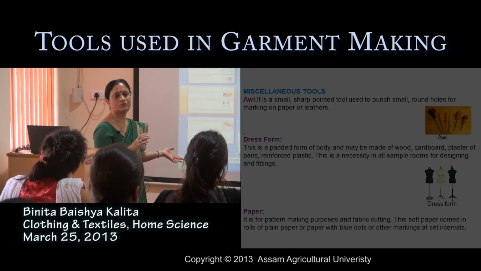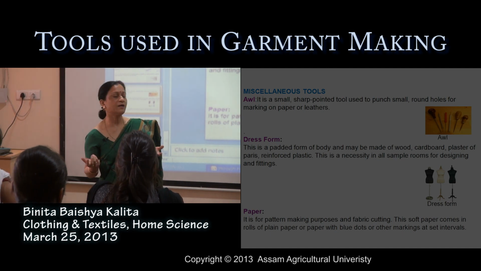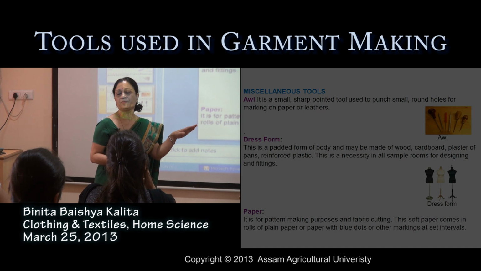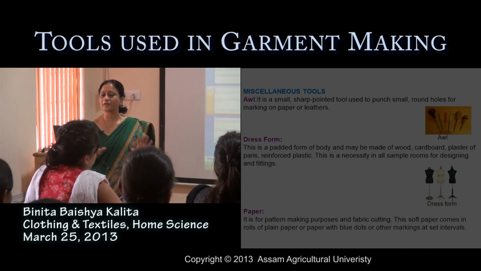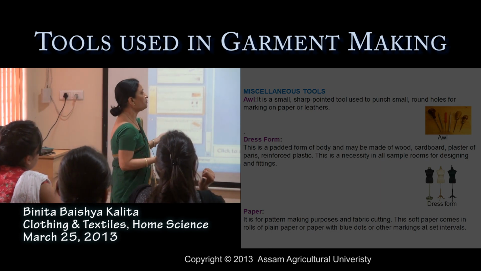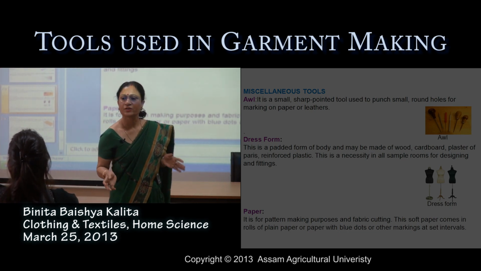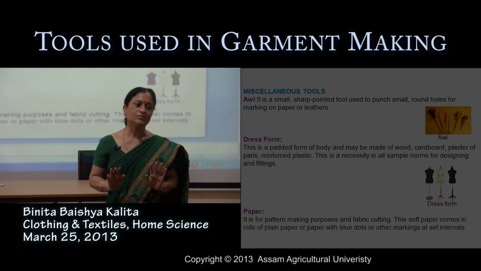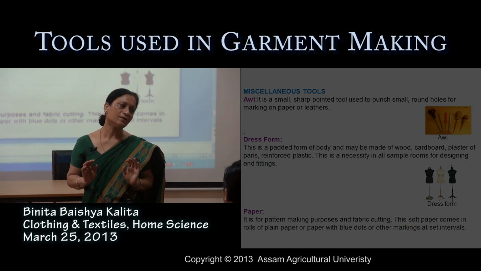Then the dress form. Not only in garment construction, in some tailoring units they have a dress form where you can drape your material and make the design also. Then the paper, which all of you know; to make the paper pattern or drafting you need paper. So these are the miscellaneous tools required for garment construction. That is all about the sewing tools which are required for garment construction.